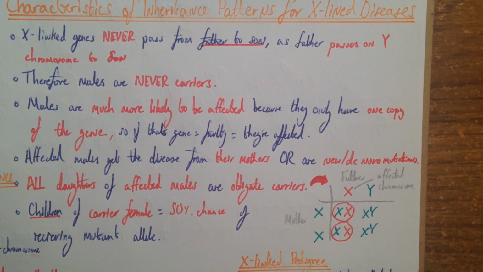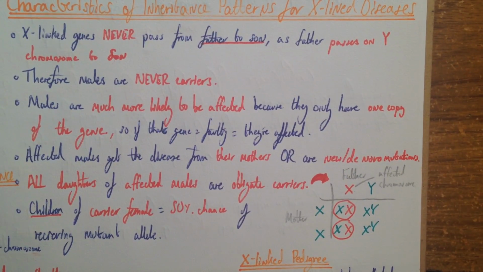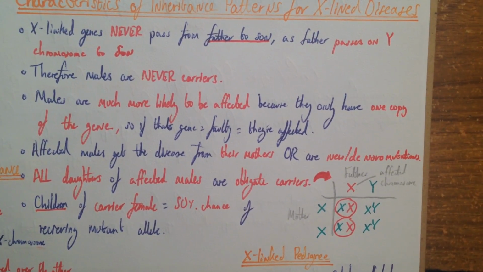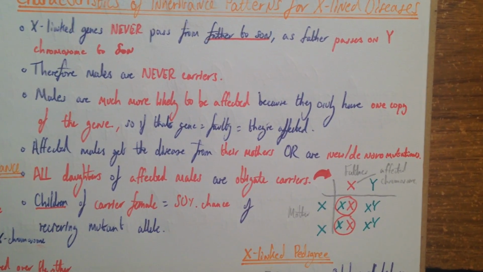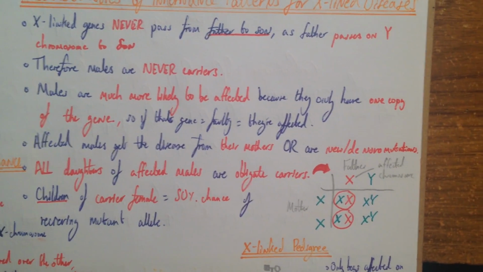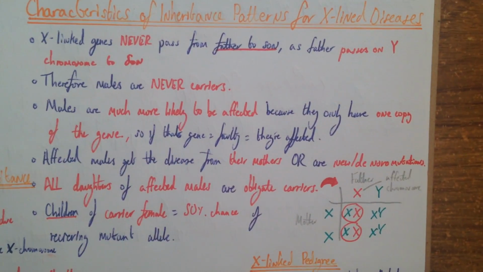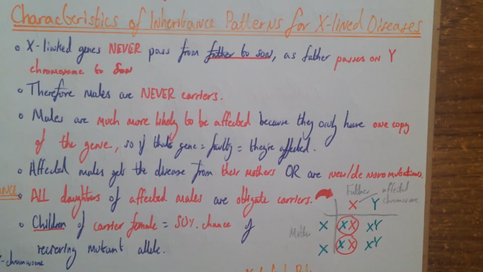So affected males get the disease from their mothers, or these diseases are de novo or new mutations. All daughters of affected males are obligate carriers. And probably the best tip and advice I can say is to do a Punnett square in the exam.